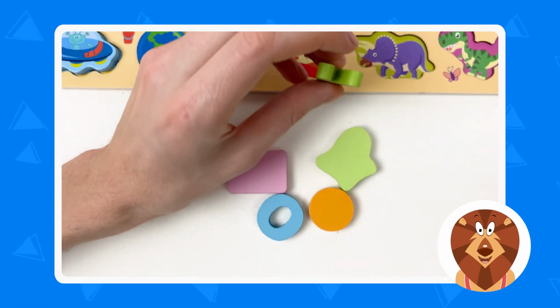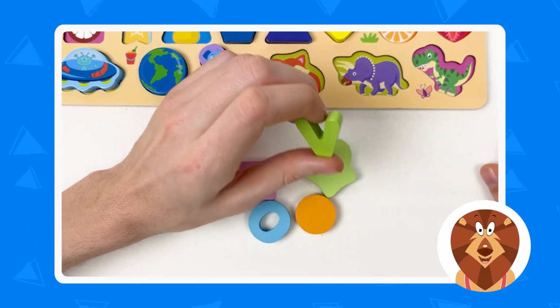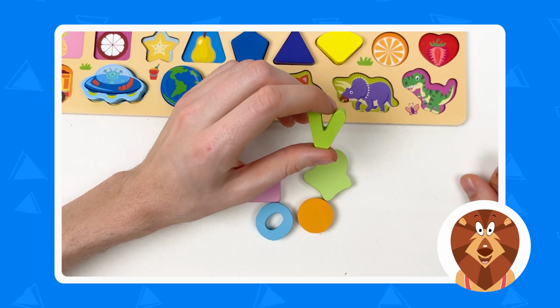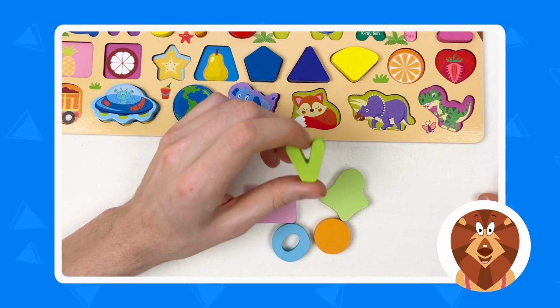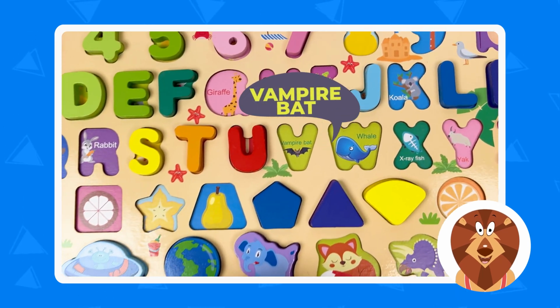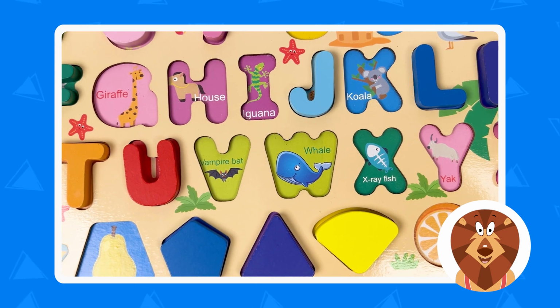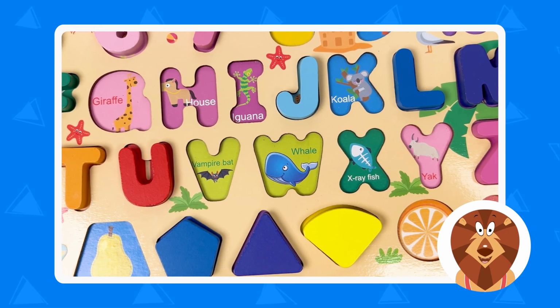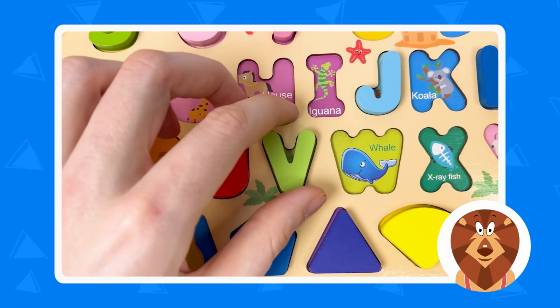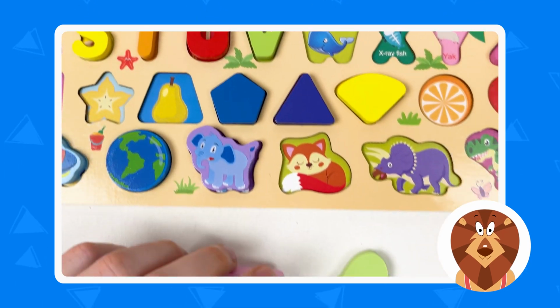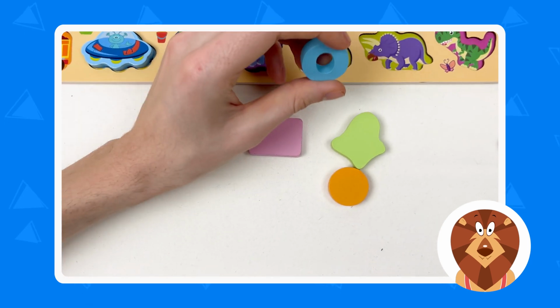And let's continue with the next letter. The next letter we have is letter V. V. So we need to find the animal called vampire bat. Where can you see the vampire bat? Can you see? Yes, it's here right after the letter U. V. Great. Amazing.